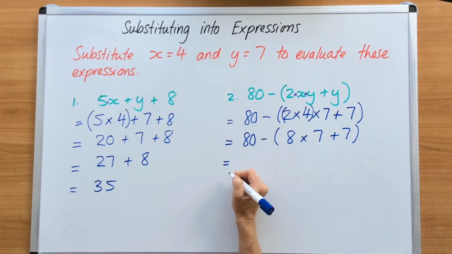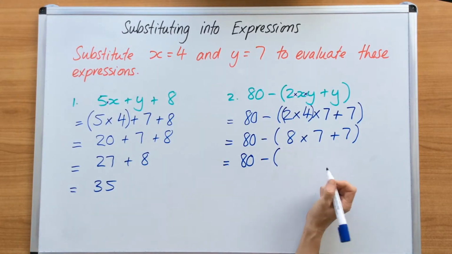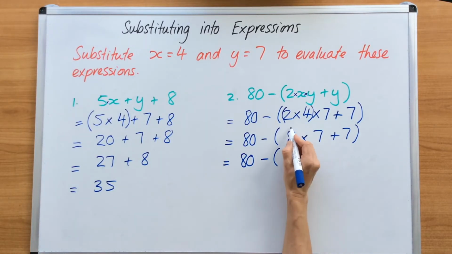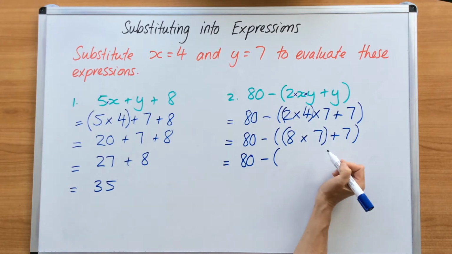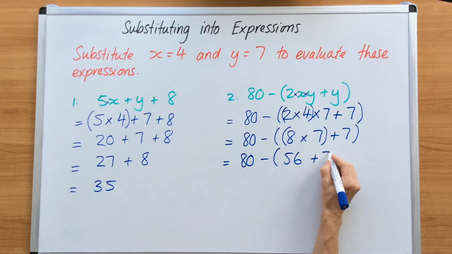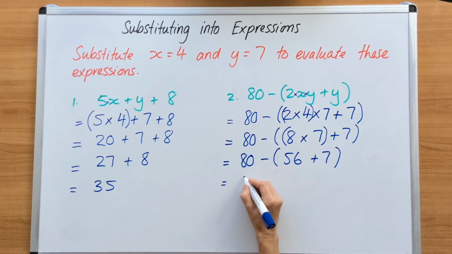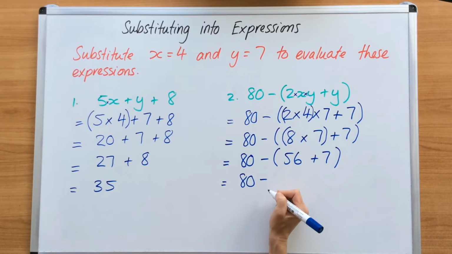I start a new line. I don't need to touch the 80 minus yet. I open the bracket. Inside this whole bracket here, I've got the 8 times 7, which is what I've got to do first, and that is 56, and I just drop down the plus 7 and close the bracket. Put the equal sign. Again, 80 doesn't get touched or looked at for a while. It's still dropping down the bottom.